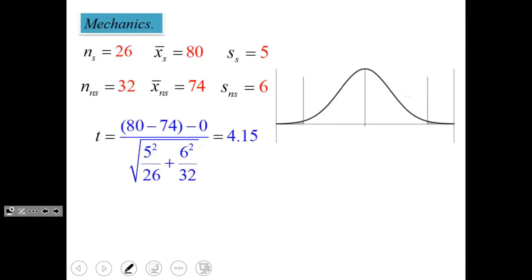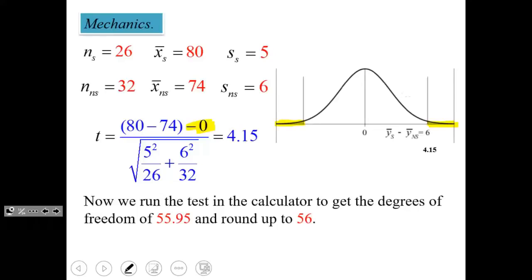Finding our t statistic, 80 minus 74, minus our null hypothesis being that there's no difference, dividing by our standard error, we get a t statistic of 4.15. That means we're looking for our mean of 0. We're looking for the probability of getting that difference of 6. And saying it's just different from 0 means we're going to do a two-tailed test. That's our t statistic, 4.15.